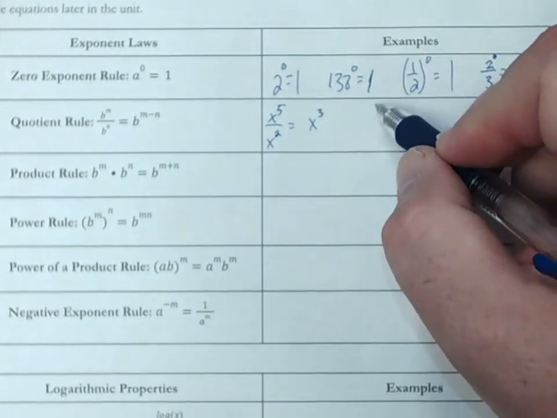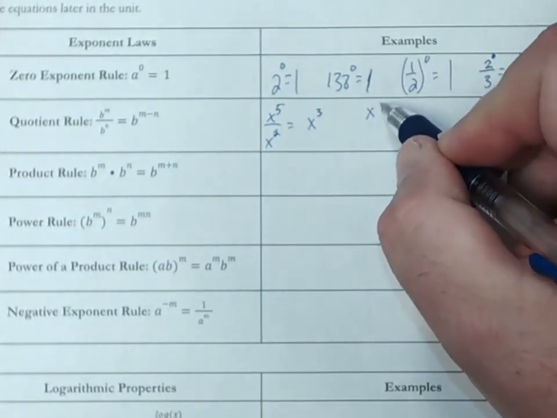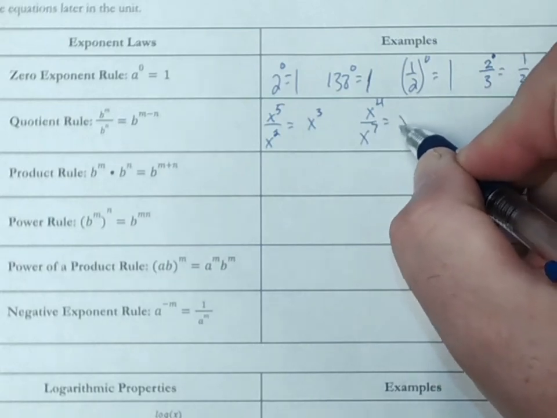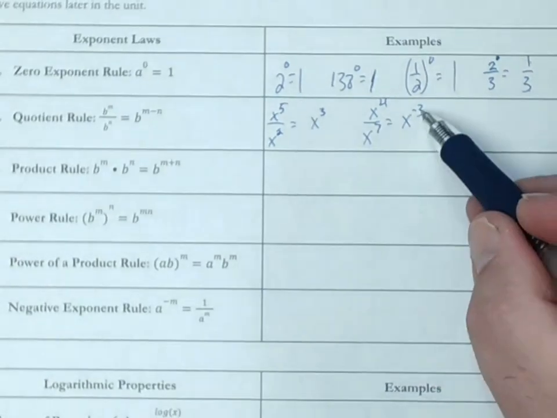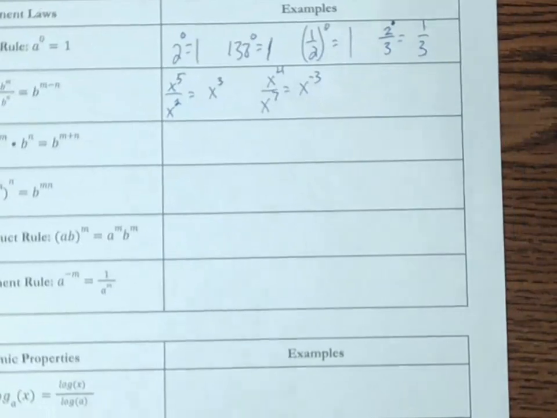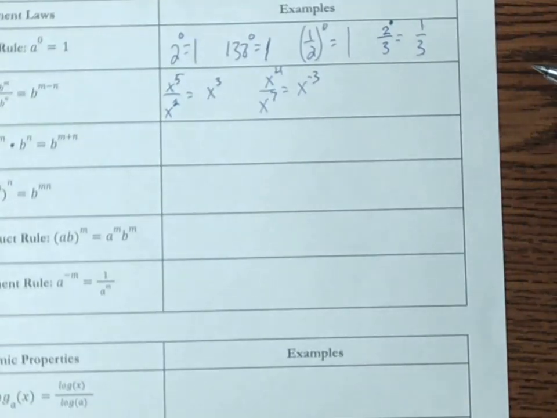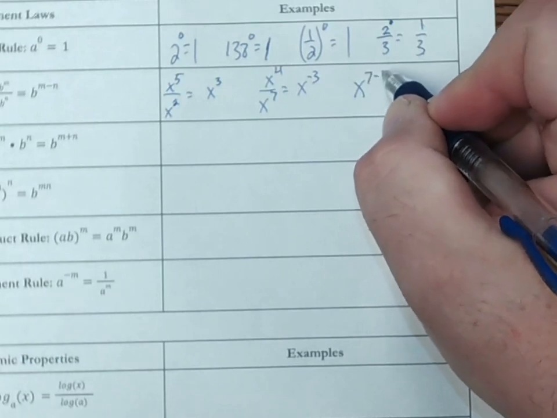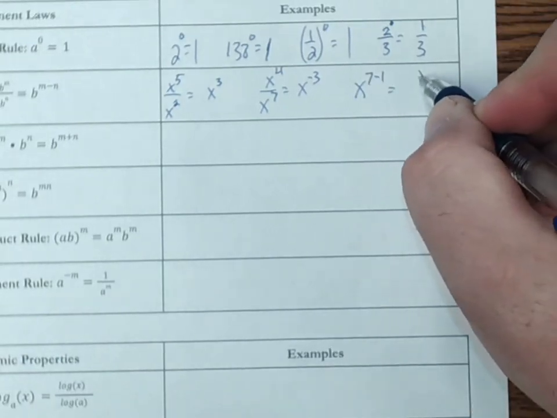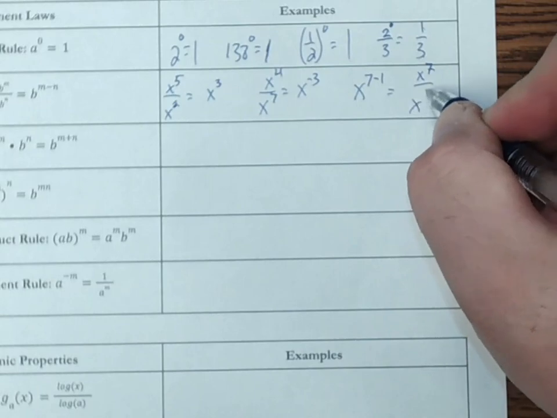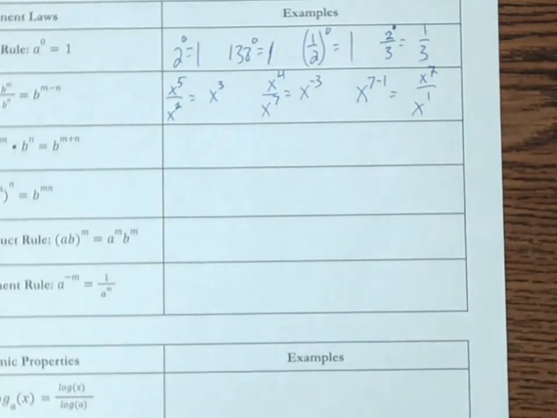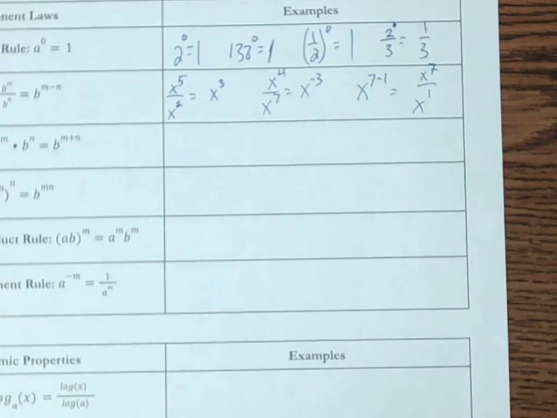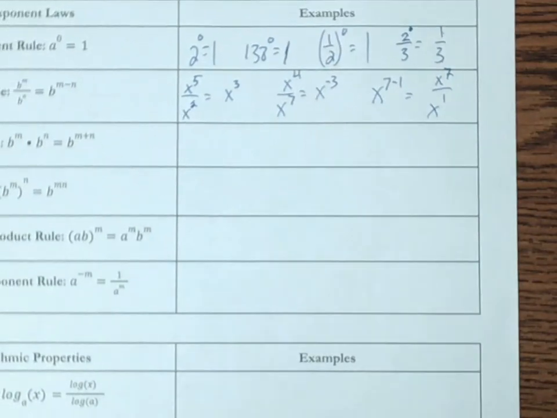Or if I had, say, x to the 4th over x to the 7th, that would be x to the negative 3rd. We'll talk about negative exponents in a bit. Going the other way, if I had, say, x to the 7 minus 1, then I could rewrite that as x to the 7th over x to the 1st, like so. And you are going to see examples of these throughout our notes and in the practice.